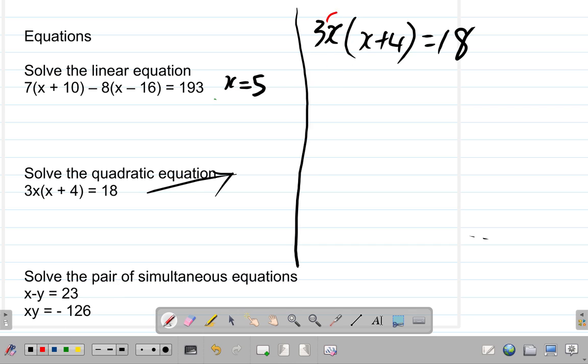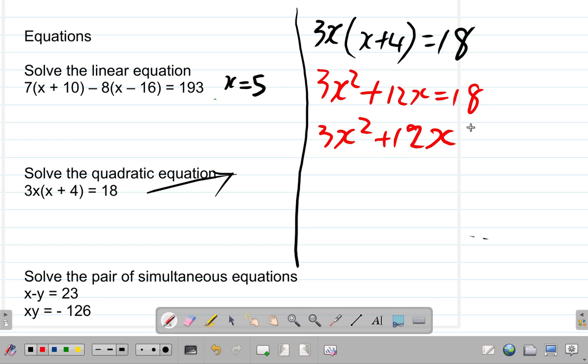So let's see. 3x times x gives you 3x squared, plus 3x times 4 gives you 12x, equals 18. Now we have 3x squared plus 12x. Write it in the general form: minus 18 equals 0. All right. You notice that 3 can divide out everything. So if you divide everything by 3, that means you divide this by 3, this by 3, this by 3, and 0 by 3, right? That's what you would really be doing.